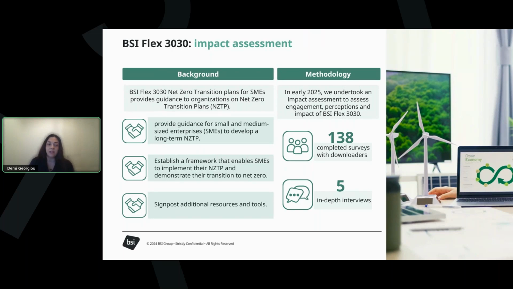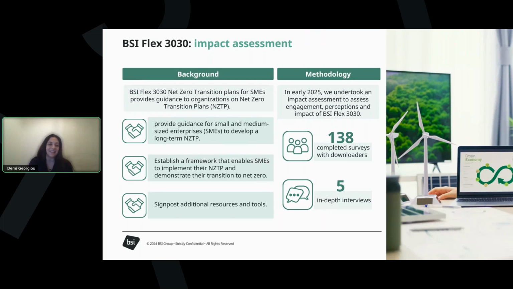In early 2025, which was around a year after the first publication of the Flex, we undertook some research and impact assessment so we could assess how organisations are engaging, perceiving, and also if they're experiencing any impacts of using the Flex 3030. We had 138 completed surveys with downloaders and 5 in-depth interviews so that we could gain some deeper insight as well. I also wanted to say a quick thank you to anybody on here who may have taken part in that research. It was really valuable for us, and I also hope valuable for you in today's session.